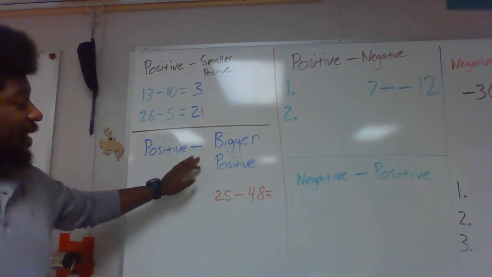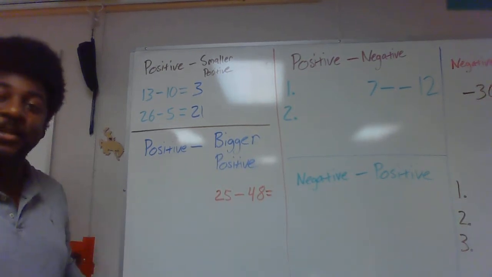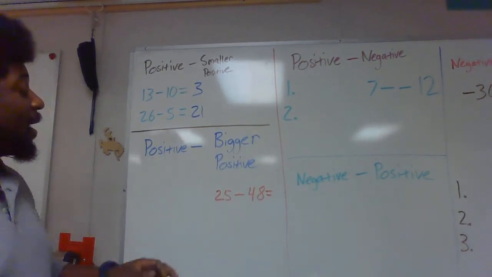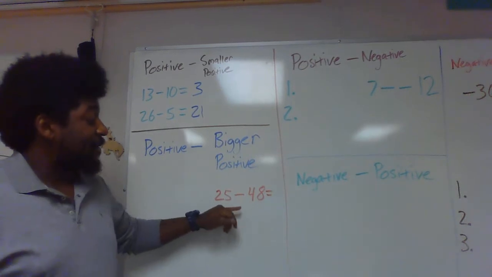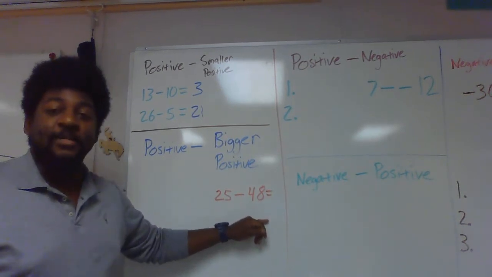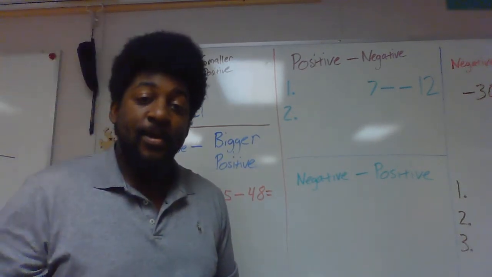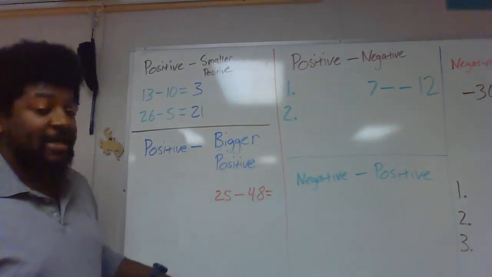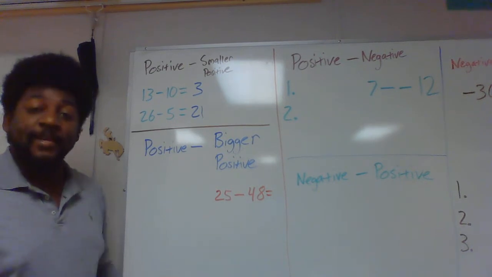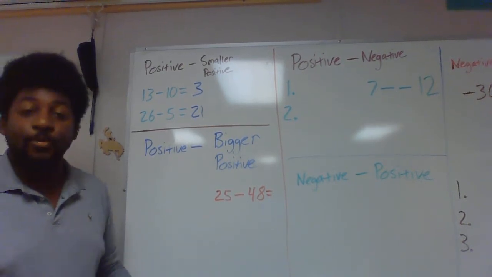When you have a positive minus a bigger positive, things get a little bit tricky. A positive number like 25 minus 48, before now you've actually been taught that you cannot subtract those. Actually, you can. When you have a positive minus a bigger positive, your answer is going to be negative. But your subtraction happens like normal.